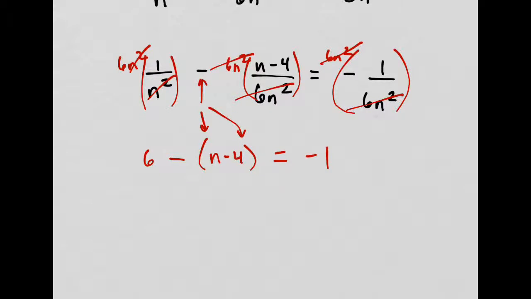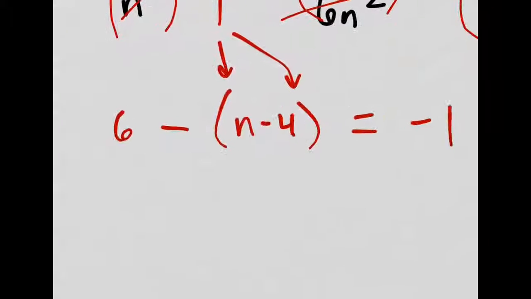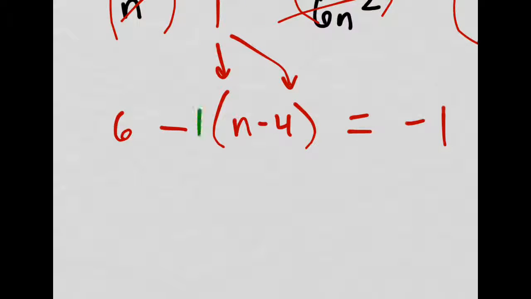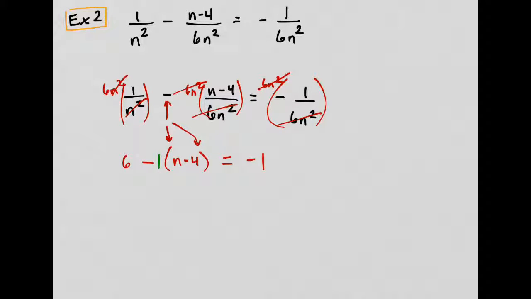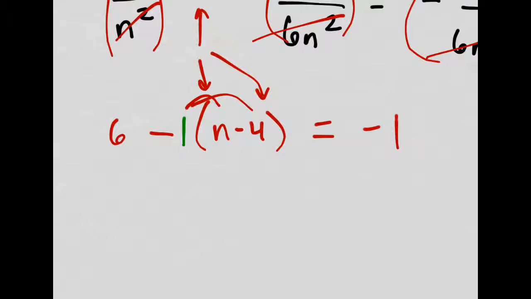Oh, in this case, I need to distribute this negative. That's important to have those parentheses. So I just distribute the negative right there, and what do I have? I have 6 minus n, right? Negative 1 times n is just negative n. Negative 1 times the negative 4, well, that's just positive 4. Do you see that? So there we go.